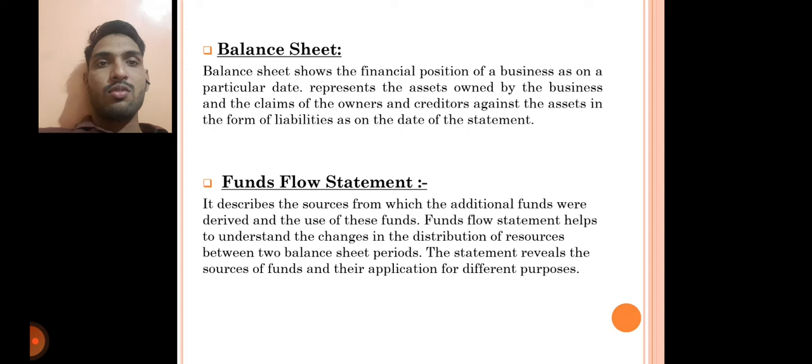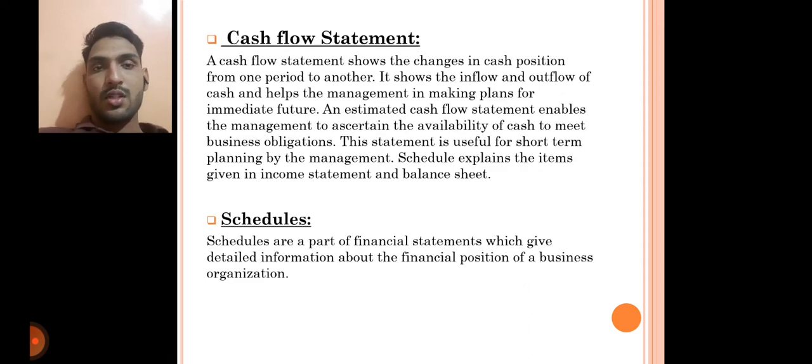The third one is the funds flow statement. It describes the sources from which additional funds were derived and the use of these funds. Funds flow statements help to understand the changes in the distribution of resources between two balance sheet periods. The statement reveals the sources of funds and their application for different purposes.